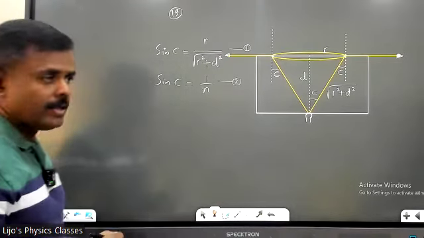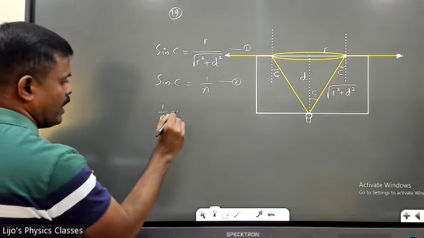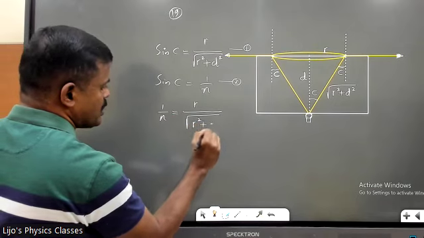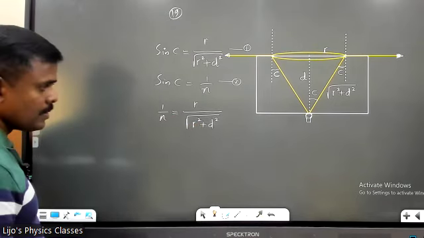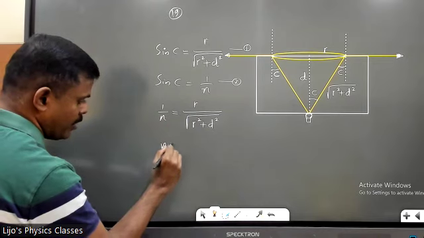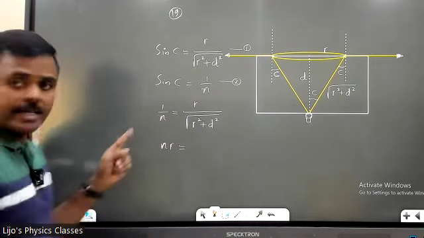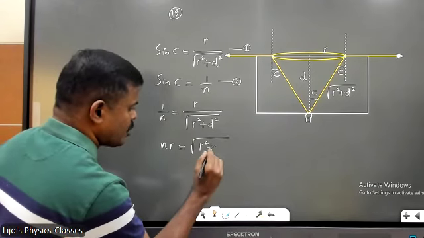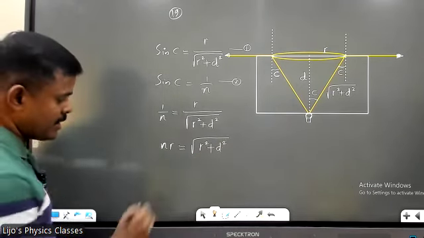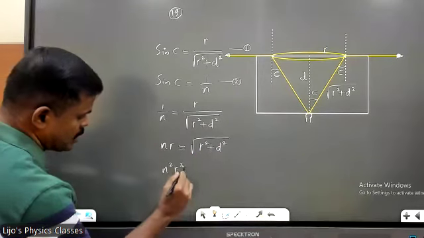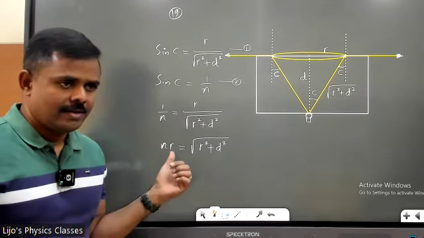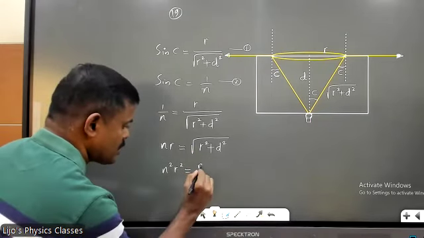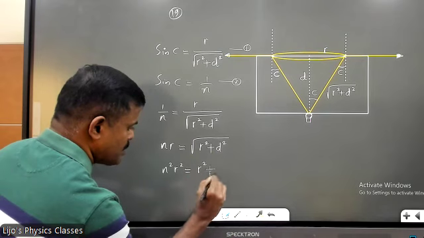Tell me how I relate them. 1 by n is equal to r over root of r square plus d square. So I cross multiply. I'm getting n r is equal to root of r square plus d square. I square it up, I get n square r square. I'm squaring it on the left side. On the right side, the square root gets gone. So that makes it r square plus d square.